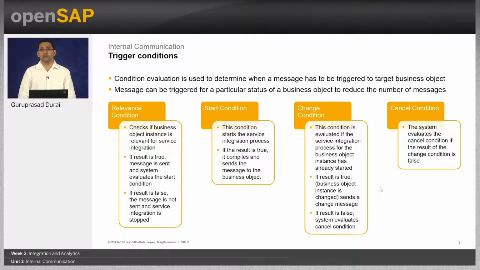The change condition. The framework evaluates this condition if the service integration process for the business object instance has already been started. If the result is true, which means the business object instance has been changed, the framework sends a change message. If the result of the change condition is false, the framework then evaluates the cancel condition. Cancel condition. The framework evaluates the cancel condition if the result of the change condition is false.